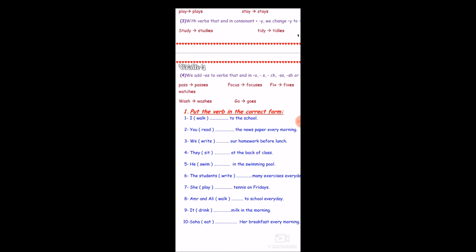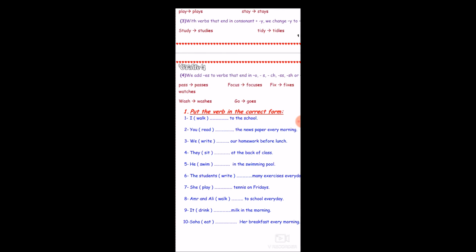Number 3. We blank our homework before lunch. I want you to use write. Is it correct to say we write or writes? Very clever. We should say we write, because there's no he or she or it. So we write our homework before lunch.